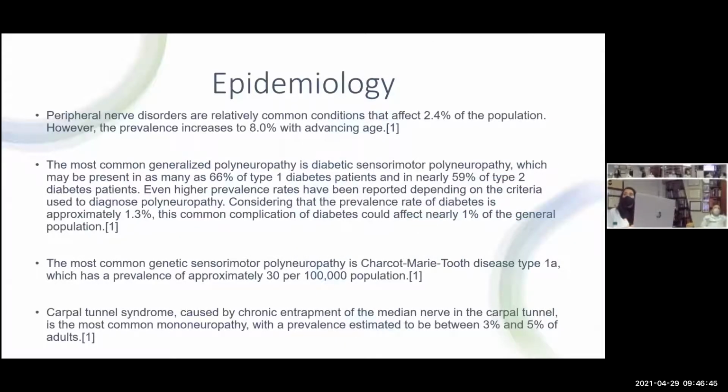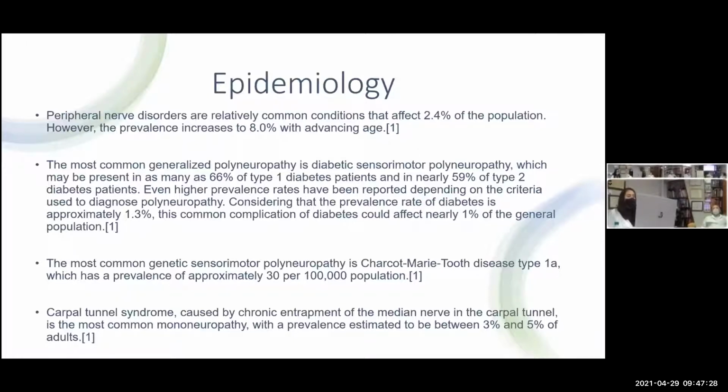And it is quite common. It affects about 2.4% of the population, but as the age increases, the prevalence increases to closer to around 8%. And the most common of the generalized polyneuropathies is the diabetic sensory-motor polyneuropathy, which may be present in as many as 66% of type 1 diabetics and almost 59% of type 2 diabetics. And the prevalence may actually be even higher depending on the criteria that they're using to diagnose the peripheral neuropathy. And since the prevalence of diabetes is about 1.3%, it is estimated to affect nearly 1% of the general population.